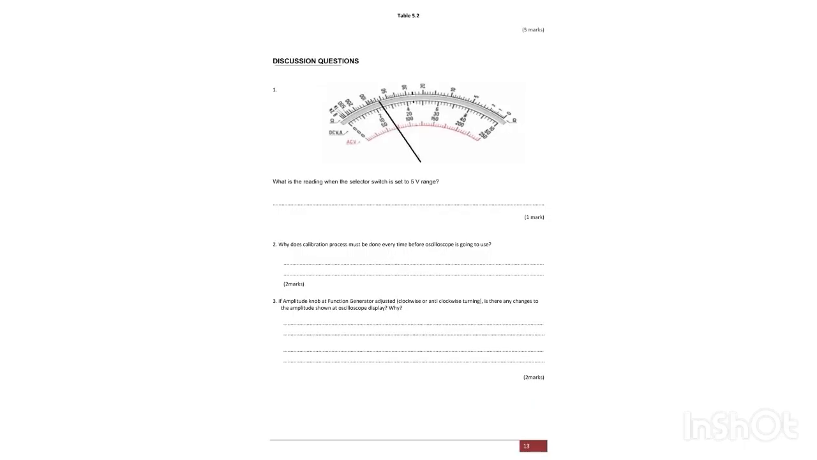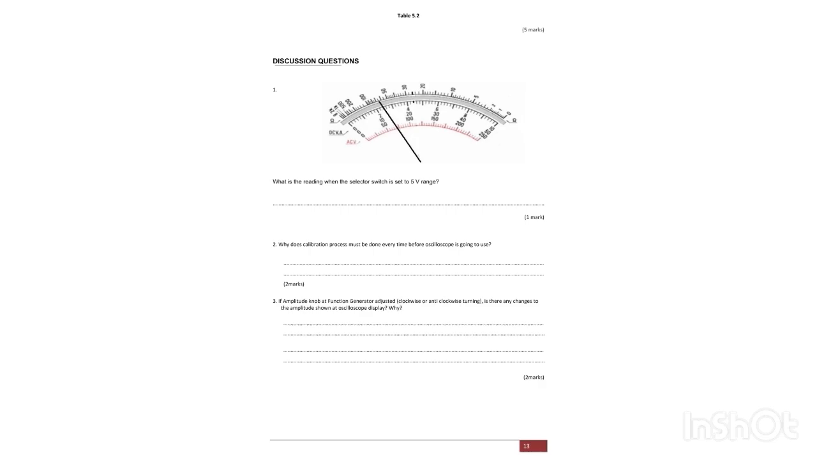For the discussion, for the first question, what is the reading when the selector switch is set to 5V range? When the selector switch is set to 5V range, the reading must be taken from the appropriate scale and interpreted based on the meter calibration. Second question, why must the calibration process be done every time before the oscilloscope is used?